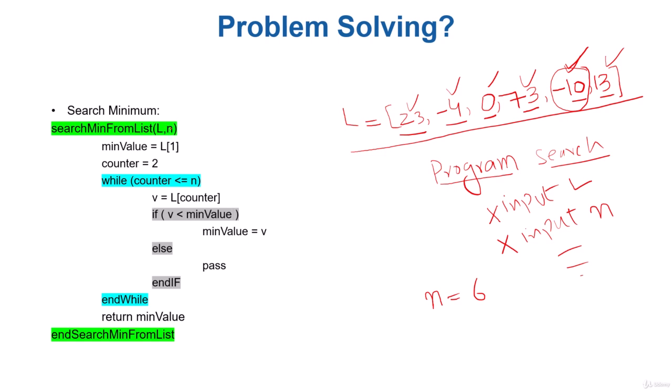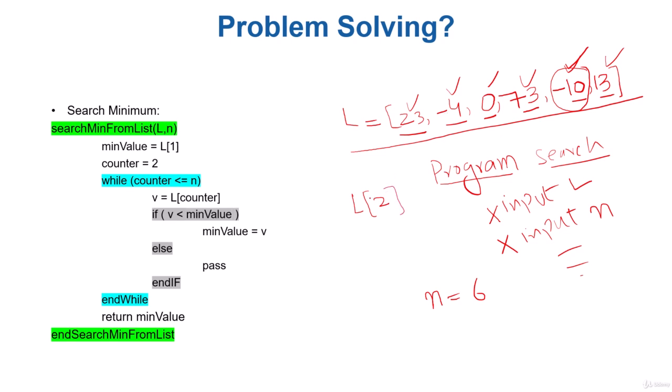And this n may take a different value. This L can be different, this n can be different for different instances. But it is not a good practice to take input from inside here. Then one more convention is that, let's say L of 2 represents the second element in the list.